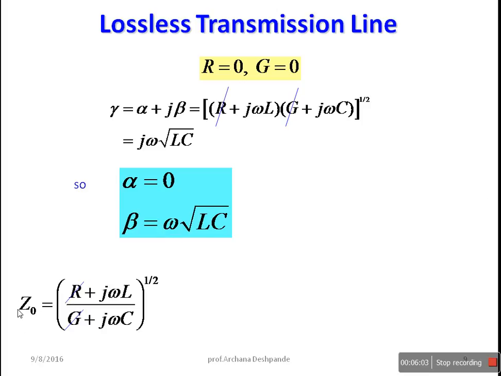So we calculate the characteristic impedance Z0 here. Let's recollect, the formula is the square root of capital Z upon capital Y. Again here R and G are 0. Therefore Z0 comes out to be the square root of L by C.